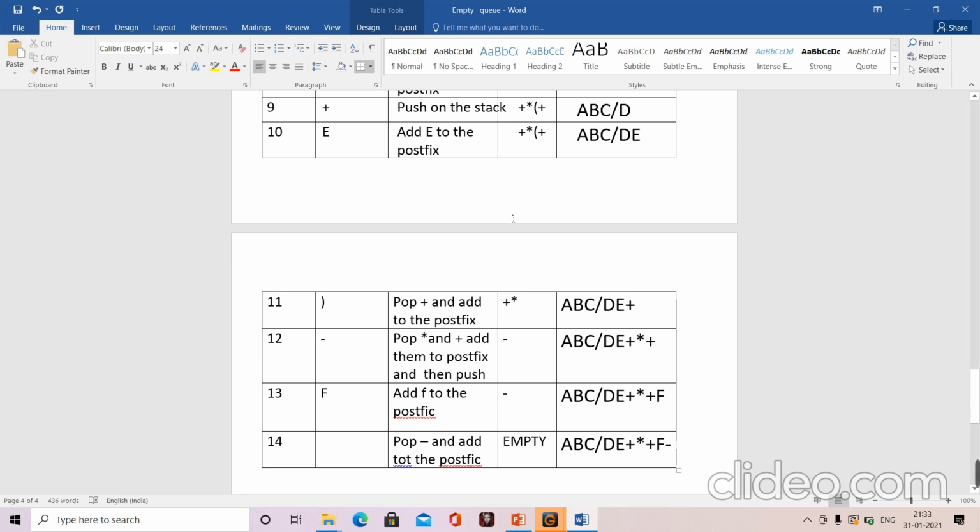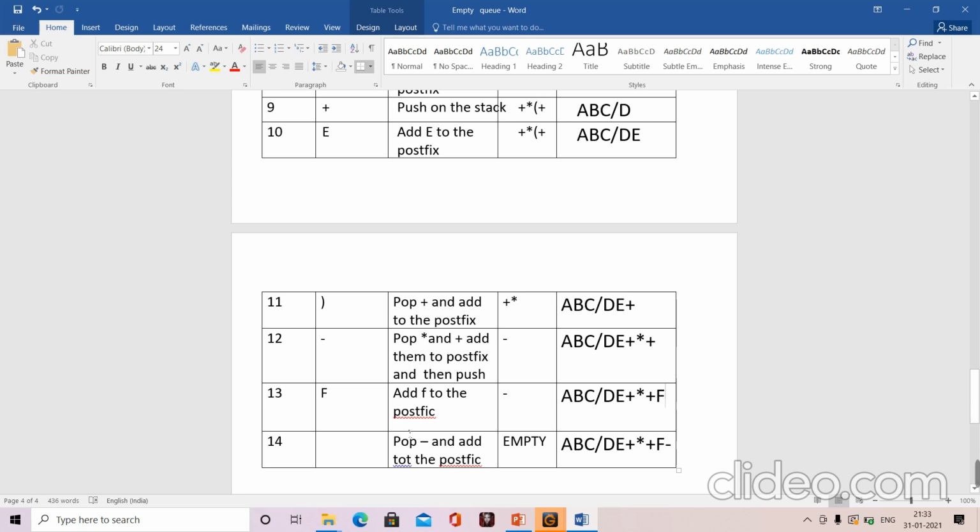In step number 12, the precedence of multiplication is greater than that of minus, and so multiplication is popped and added to the postfix. Now the top operator on the stack is plus, and its precedence is equal to that of minus, so it is also popped and added to the postfix. After this, minus is pushed onto the stack.